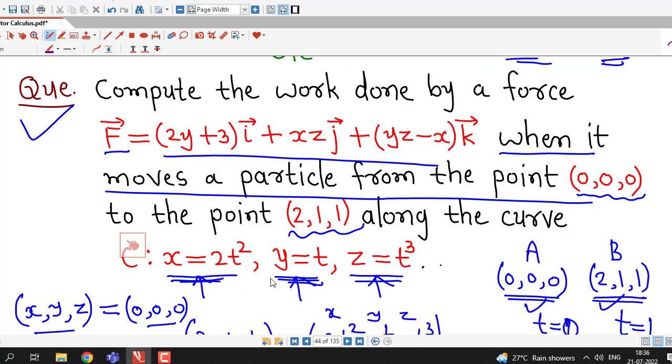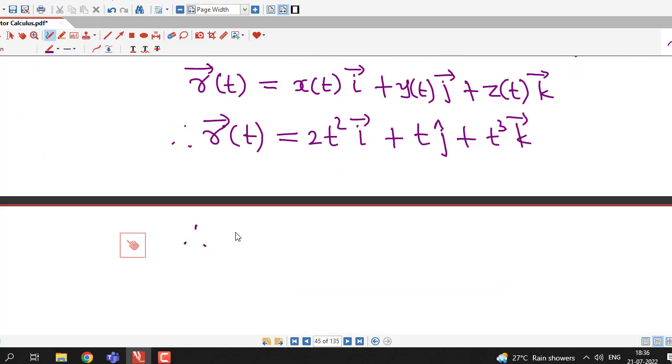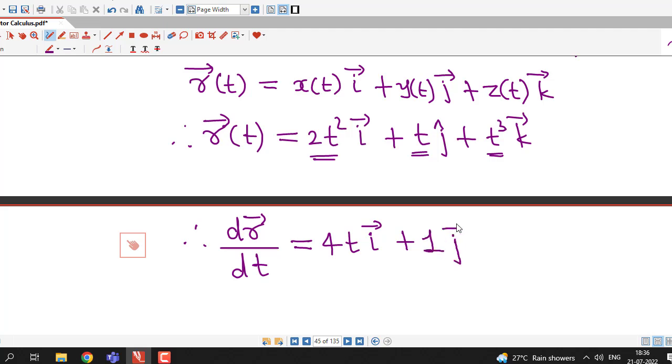x equal to 2t square, y is t, z equal to t cube, and we will require the derivative of this vector r bar with respect to t. So we differentiate both sides with respect to t. Here we will have to differentiate each of these components with respect to t. Derivative of 2t square is 4t, so 4t times i. Derivative of t is 1, so we write 1 j, derivative of t cube is 3t square. So this is d r bar by dt.